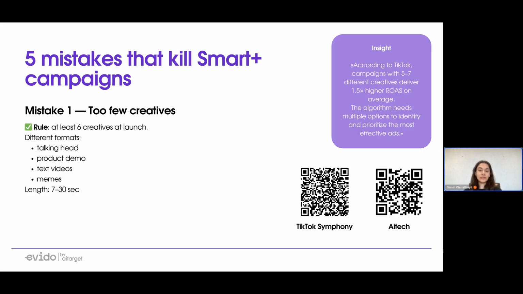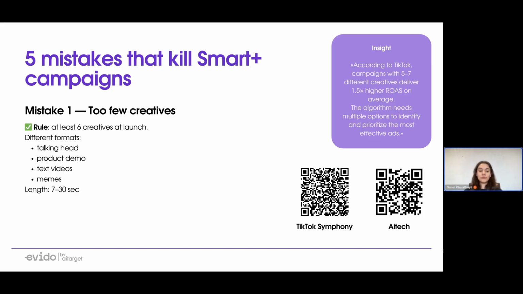Even though Smart Plus is a powerful tool, there are 5 mistakes that can kill your campaign. The first mistake is having too few creatives. We recommend adding at least 6 creatives when launching. This will assist in providing variety and reaching your goals much more rapidly. And it will also help to prevent your campaigns from burning out prematurely.